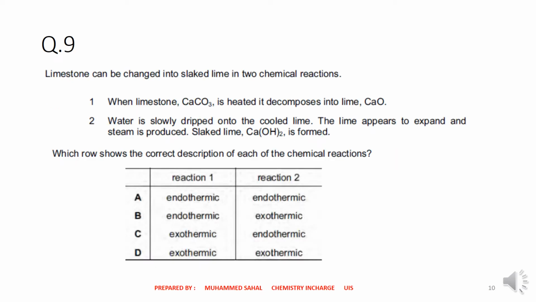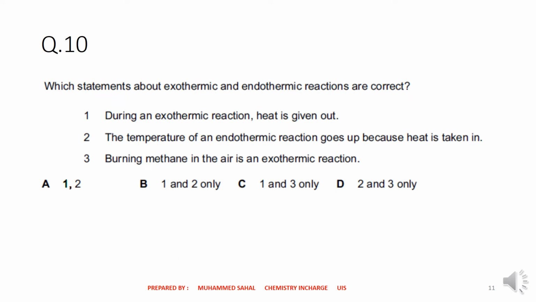Limestone can be changed into slaked lime in two chemical reactions. When limestone, calcium carbonate, is heated, it decomposes into lime, calcium oxide. Water is slowly dripped onto the cooled lime. The lime appears to expand and steam is produced. Slaked lime is formed. Which row shows the correct description of each of the chemical reactions? Option B.